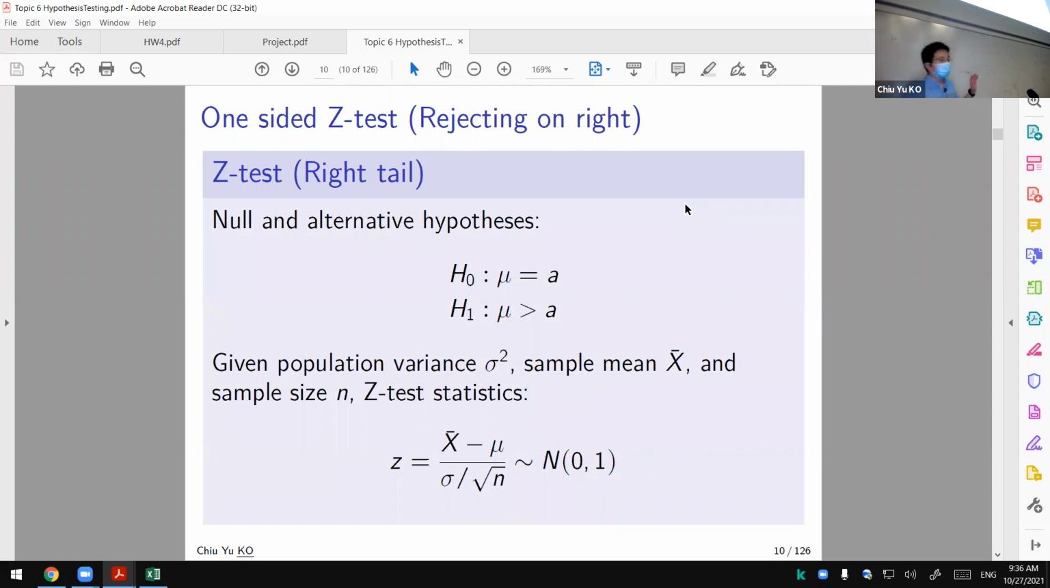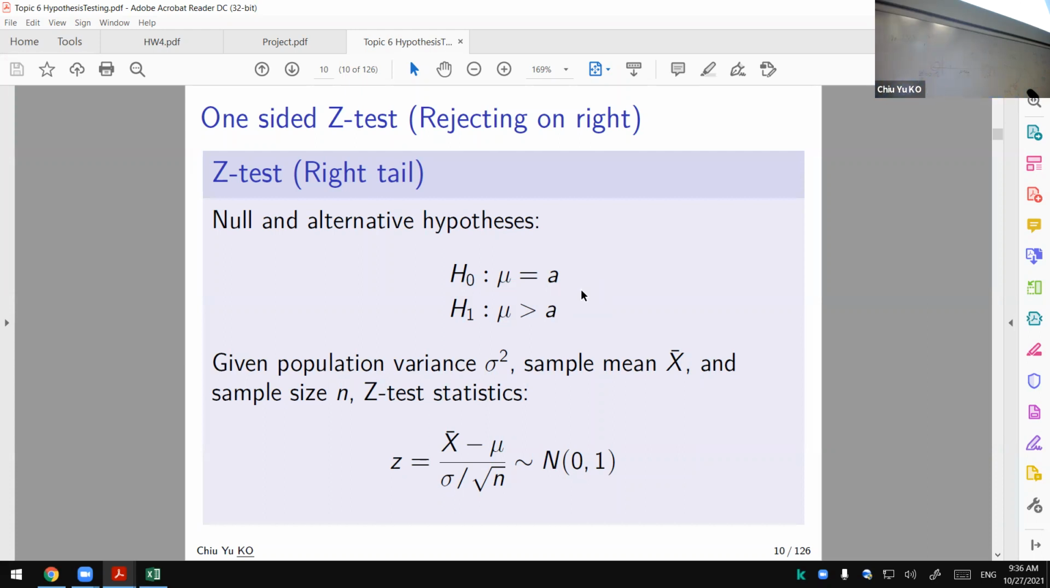So let's do the one-sided z test. You will see the left-hand side will be the same, and two-sided will be similar. Let's do the first one, the right tail test. The null is always simple, so the null hypothesis is that the population mean equals some number A. In my example, it's 5. And the alternative is that the mean is more than A.